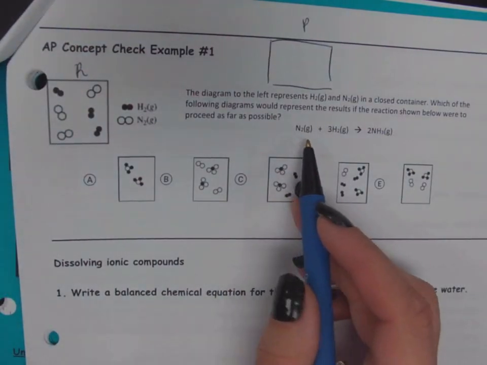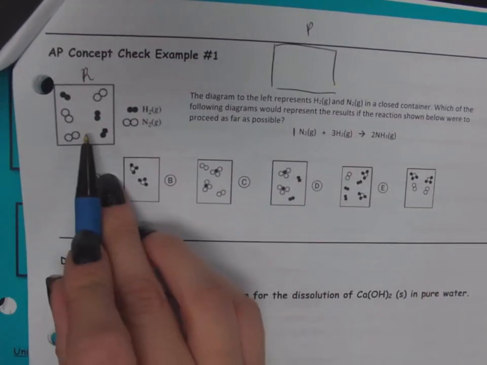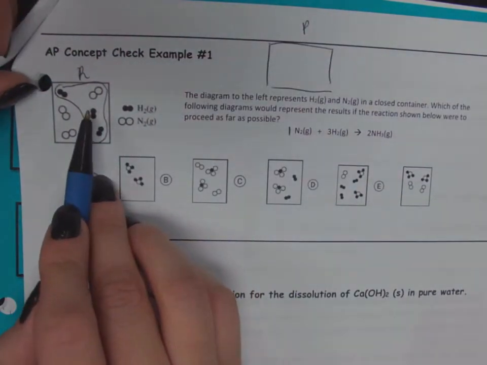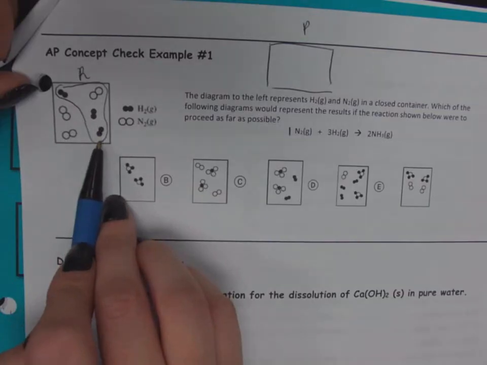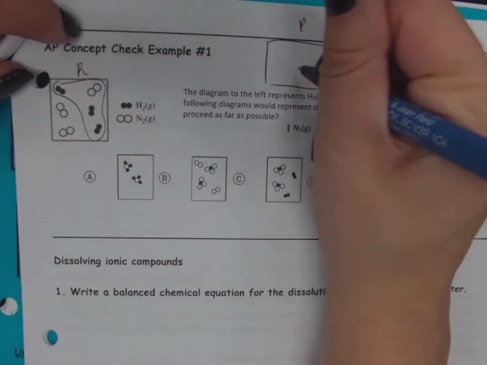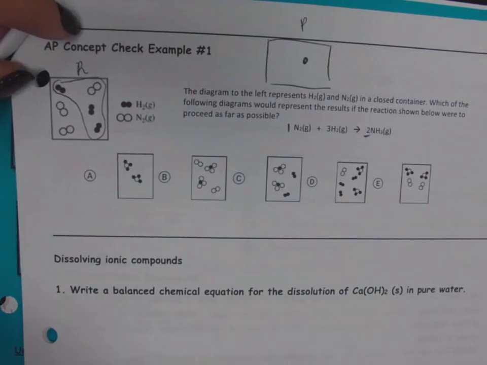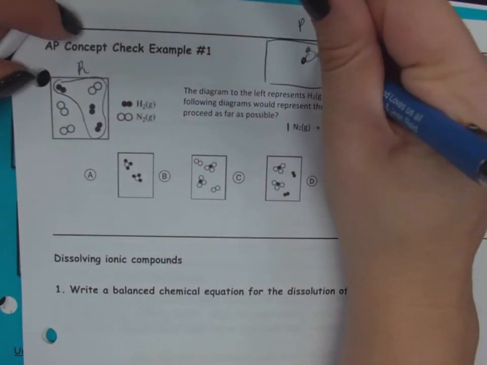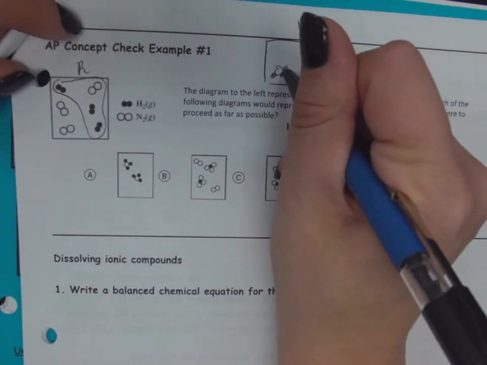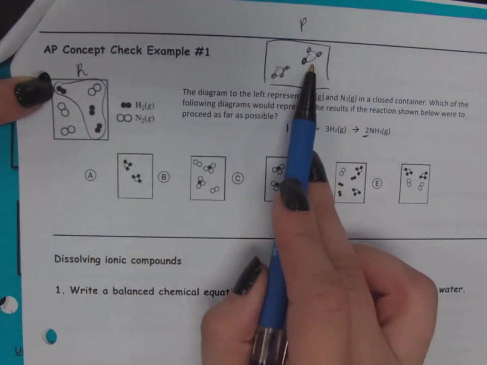And my balanced chemical equation tells me if I take 1 N2 and 3 H2s. Okay, so I'm going to come over here. So if I take 1 of the N2s and 3 of the H2s, that's going to turn into 2 NH3s. So let's draw that. NH3, so there's 1 of the NH3s. Let me draw another one. So I took 1 N2 and 3 H2s and they turned into 2 NH3s.